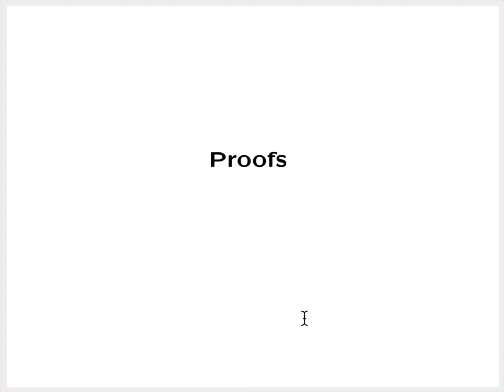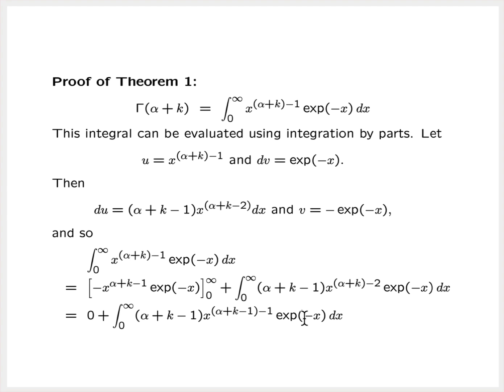Now let's look at some proofs of these results. This is a theory course, and so we're going to spend some time looking at proofs and doing proofs, learning how to prove things. And so let's look at a proof of Theorem 1. Now, by definition, the gamma function evaluated at alpha plus k is equal to the integral over the positive part of the real line of x raised to the alpha plus k minus 1 power times the exponential function evaluated at negative x. Now we can evaluate this integral using integration by parts.